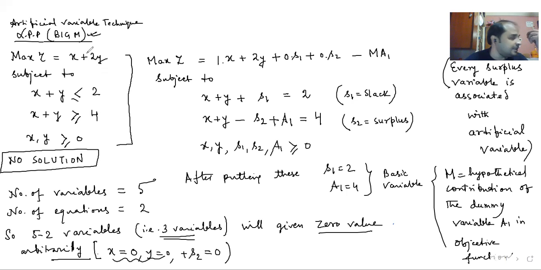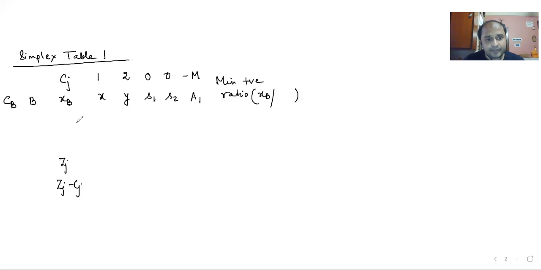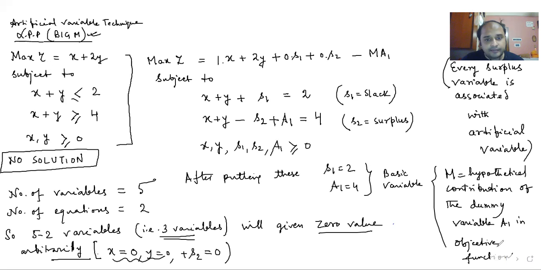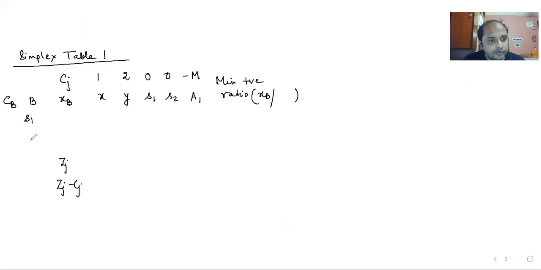This M may be anything. This M may be 1,000, this M may be 1 lakh, this M may be 100, etc. Anything. It is hypothetical. Now, what are the basic variables? The basic variables are s1 and a1. So we are going to write s1 and a1. What is the contribution of S1? S1's contribution is 0 and A1's contribution is minus M.